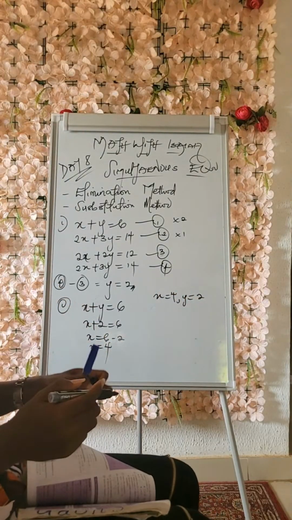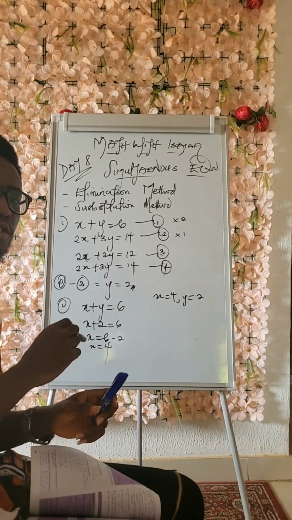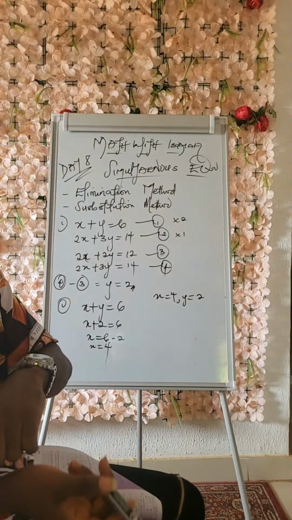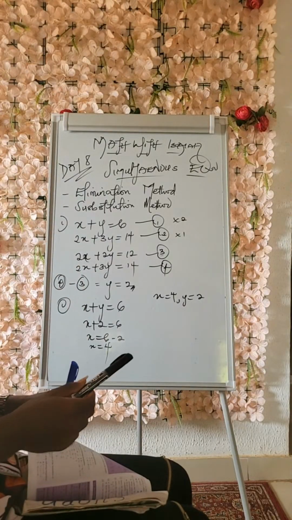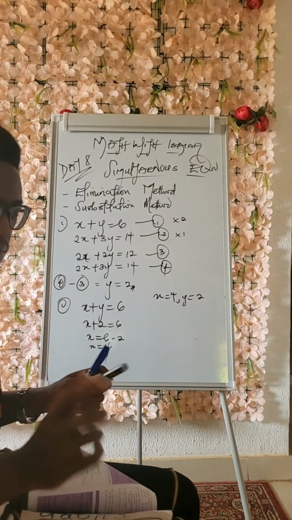Now this is what the elimination method means. It just means we want to cancel out one of the variables, solve for the second one, then come back for the one that was eliminated in the first place. So I'll give you like a minute so you can go through it. Just a minute.